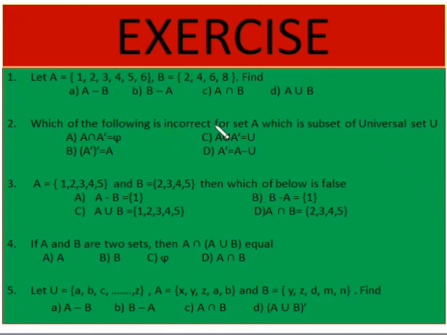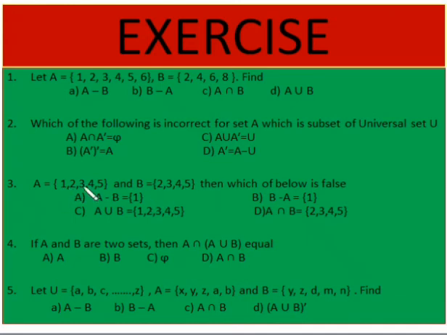Now, which of the following is incorrect for a set A which is a subset of the universal set? A intersection A complement is the null set, we know it, it is right. A union A complement is U, yes, it is also right. The double complement of any set is the set itself, yes. A complement is equal to A minus U? Here it is wrong, it should be U minus A, because the universal set is bigger. So option D is wrong.